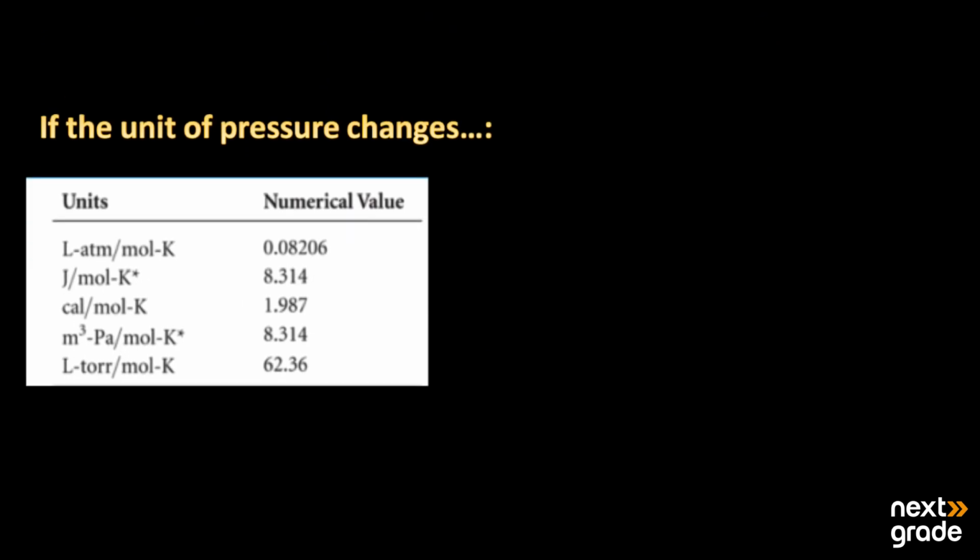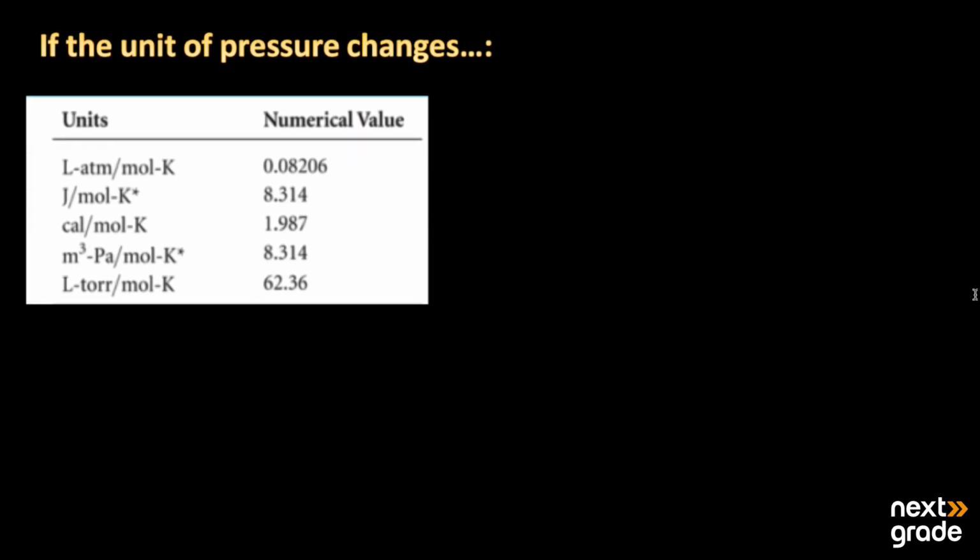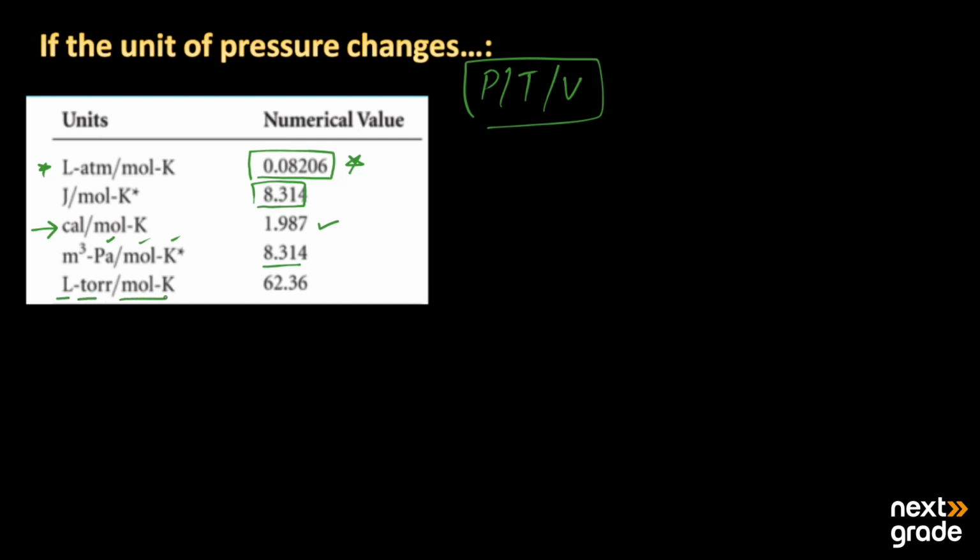Next, what happens if the units of pressure, temperature and volume change? If we take it in liter atm per mole per Kelvin, then the value is 0.08206, which we have just calculated. But when we take its value in joules per Kelvin per mole, then the value is 8.314. If we take it in calories per mole per Kelvin, then its value is 1.987. When it is in meter cube Pascal per mole per Kelvin, then the value is 8.314. And when we change the volume into liter and pressure into torr, with moles and temperature the same, that is per mole per Kelvin, the value is 62.36. We can calculate all these values by putting in the values in these units.